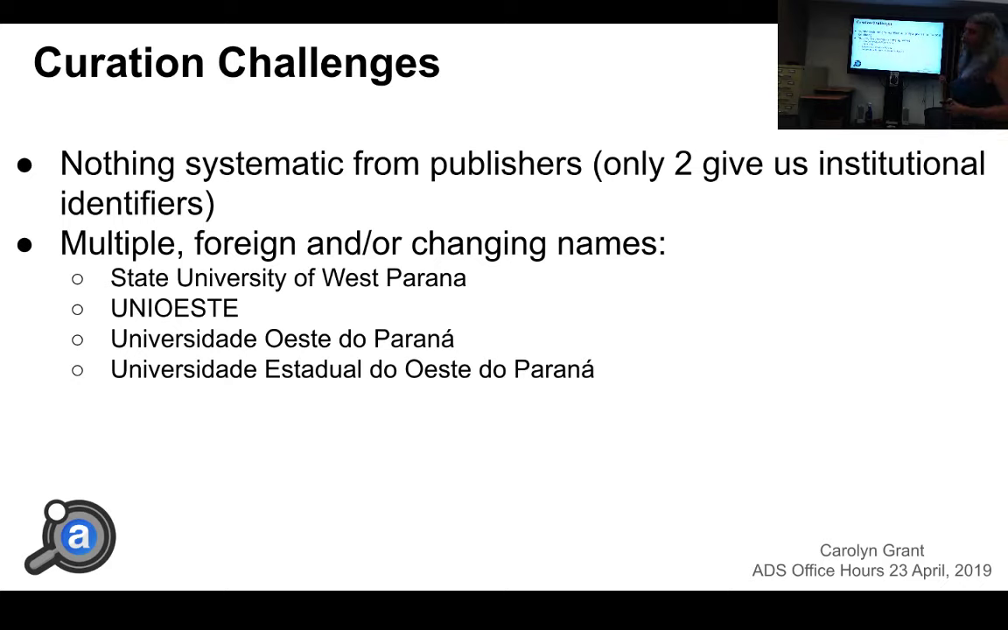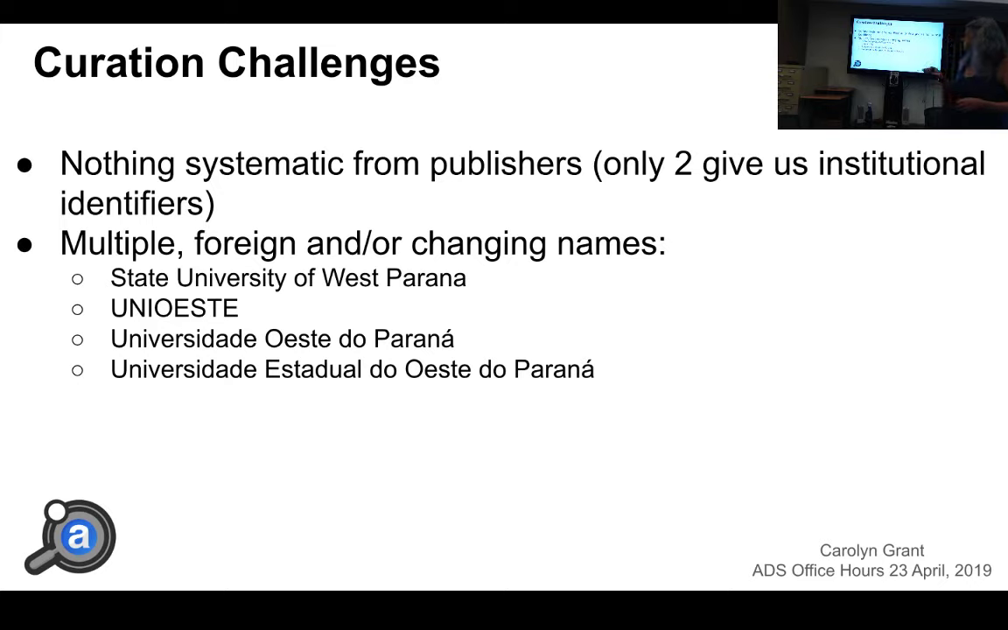We don't get the data from publishers. I think there are two publishers who give us this information as an identifier. So they just give us this nice raw string. Maybe they've cleaned up the raw string so that at least for a given institution, they're always giving you the same string, but not necessarily. So to turn all that into something usable takes a lot of effort.